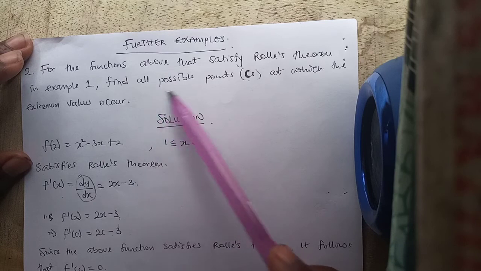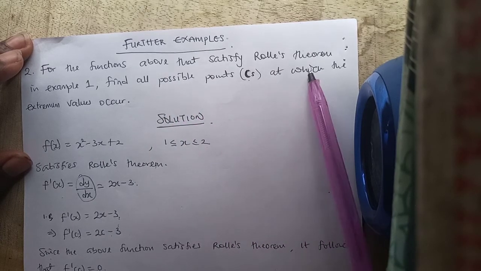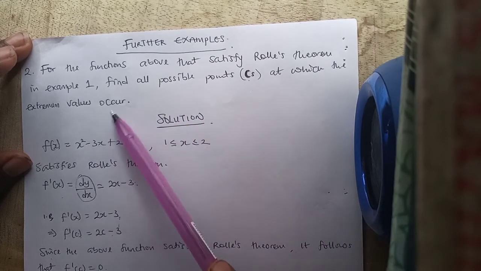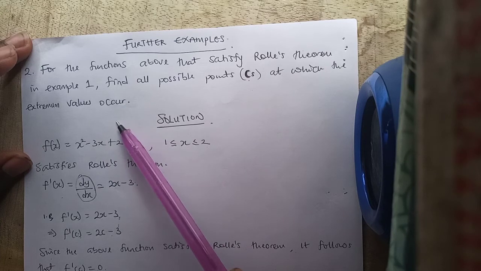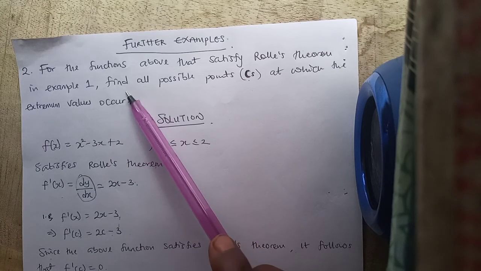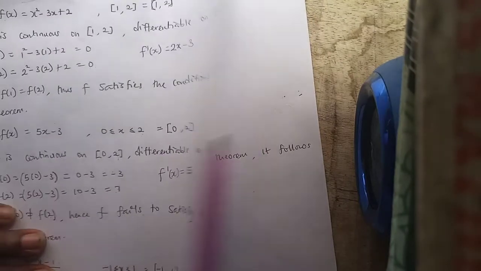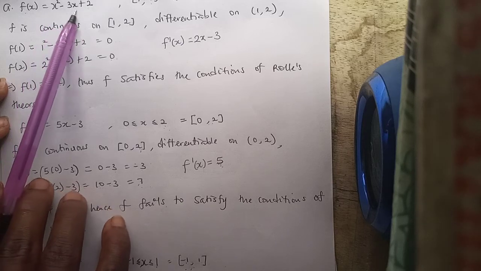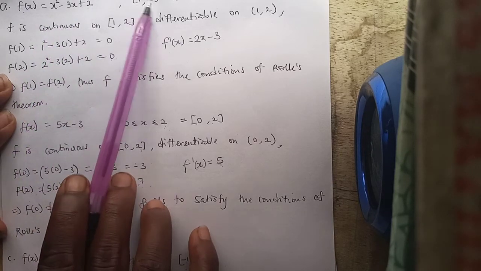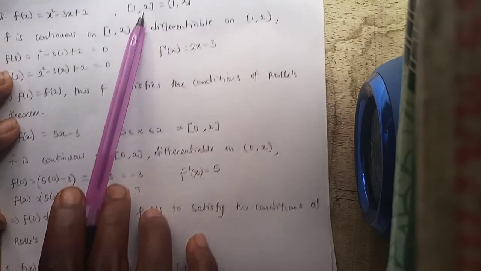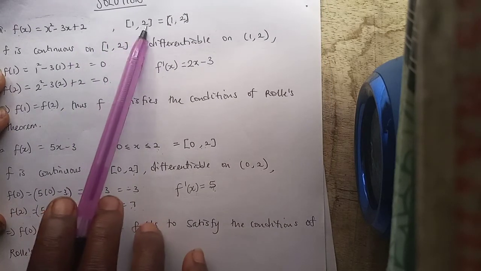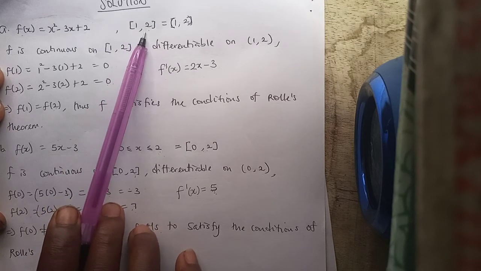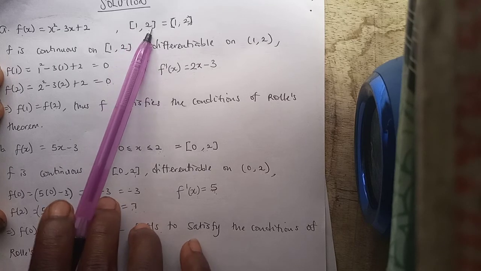So that means we are to find all possible points c at which the stationary points occur, or all the possible points c at which the extremum values occur. We are still talking about the same thing. Now, in the previous example, the only function that satisfies Rolle's theorem is f of x equals x squared minus 3x plus 2. So that means in between 1 and 2, there's a stationary point, and that stationary point is the point we want to look for now. We need to find the stationary point in between 1 and 2.